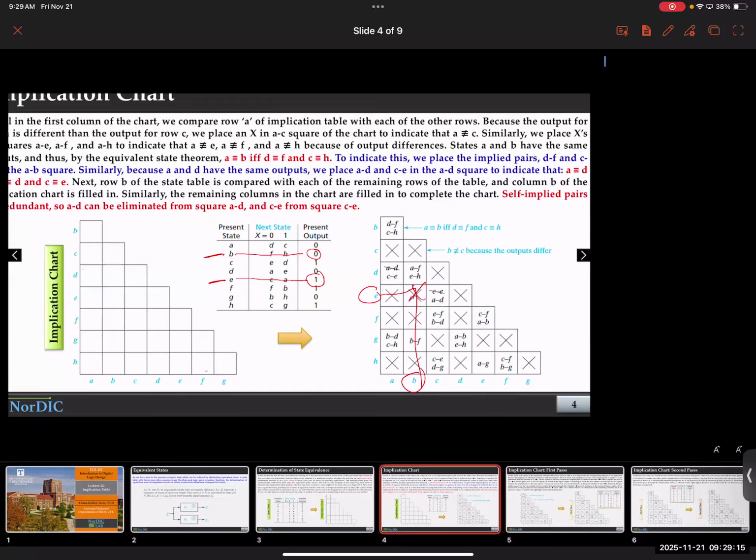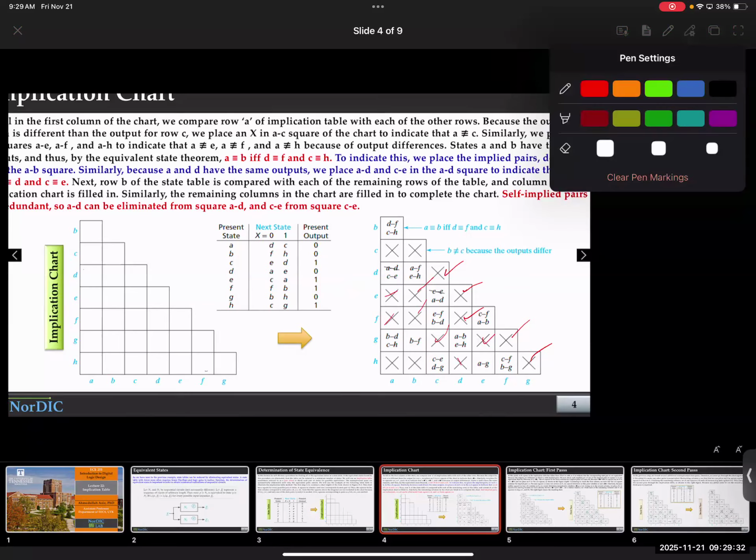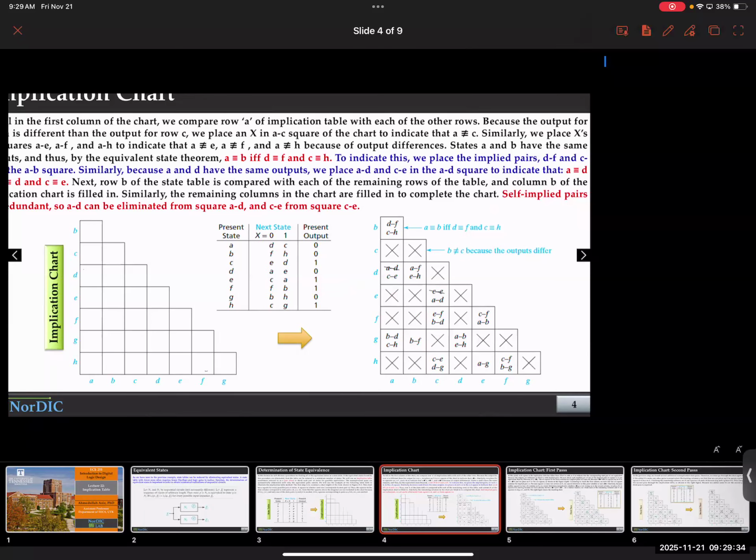Are you good? Can you repeat this for everything and place crosses where they're not supposed to be equivalent? So that's how you end up with all these cross marks everywhere. Their outputs don't match. But how about the others? Let me show you where they match. Let's start with the first one.